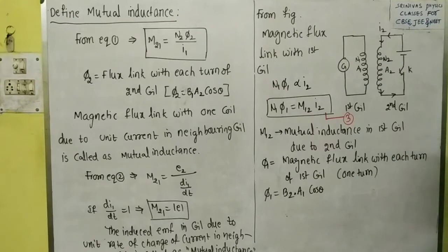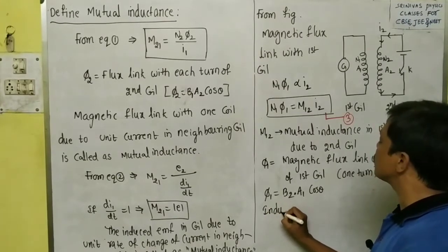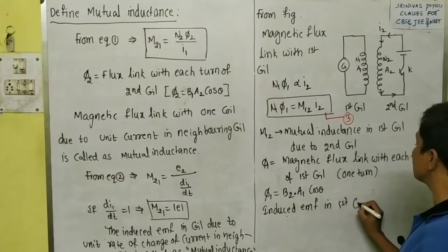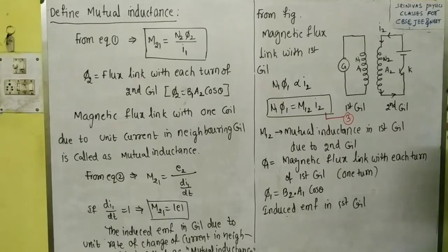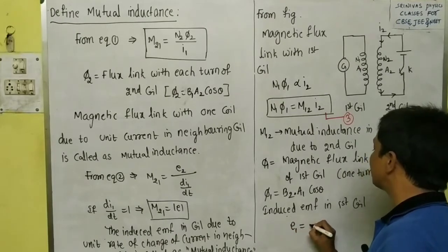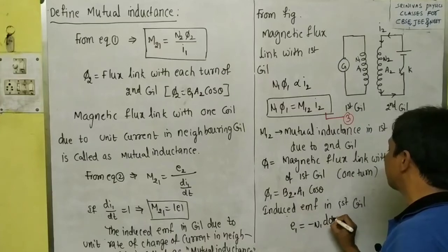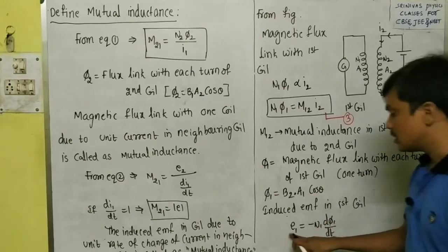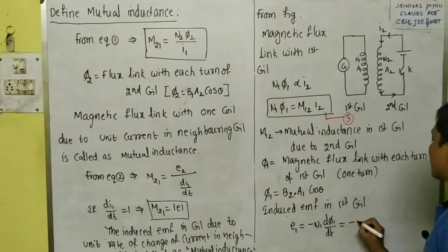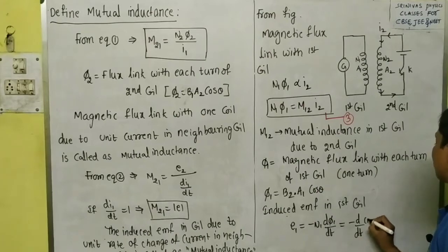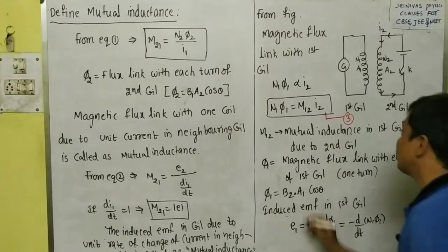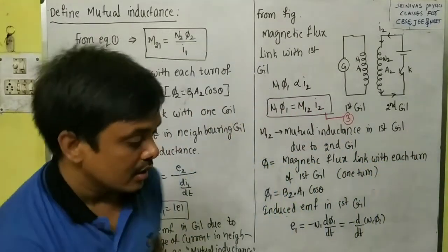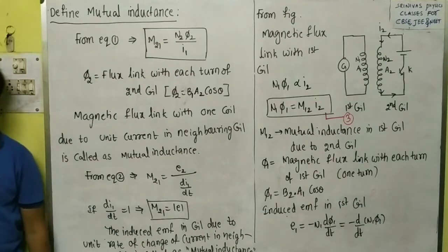Now the induced EMF in the first coil, due to varying current in the second coil, is E1 equals minus N1 d phi 1 by dt. It depends upon the change in flux in the first coil. This we can write as minus d by dt of N1 phi 1, and from equation 1, N1 phi 1 is M12 I2. Once again, take a screenshot and note every point.